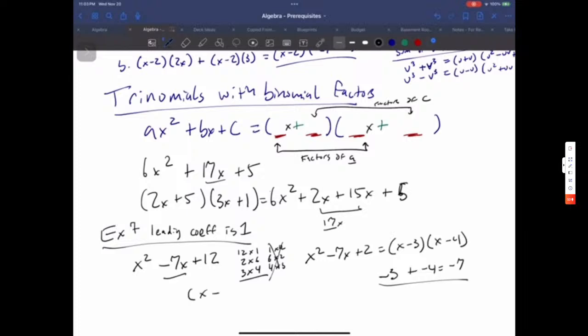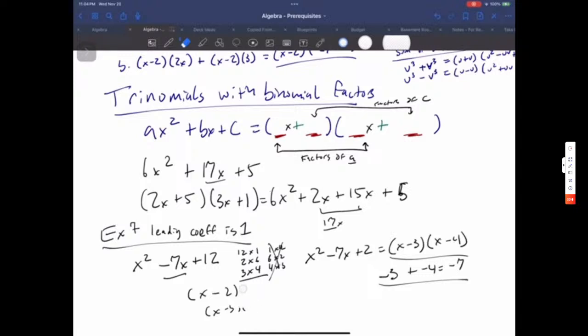The possible factorizations are x minus 2 times x minus 6, x minus 1 times x minus 12, which is exactly what I was doing, just a little bit differently in the mind. x minus 3 times x minus 4, and that will get you to that. Testing the middle term, you'll find that the correct factorization is x minus 3 times x minus 4, because that's the only one that gets you to negative 7 as the middle term.